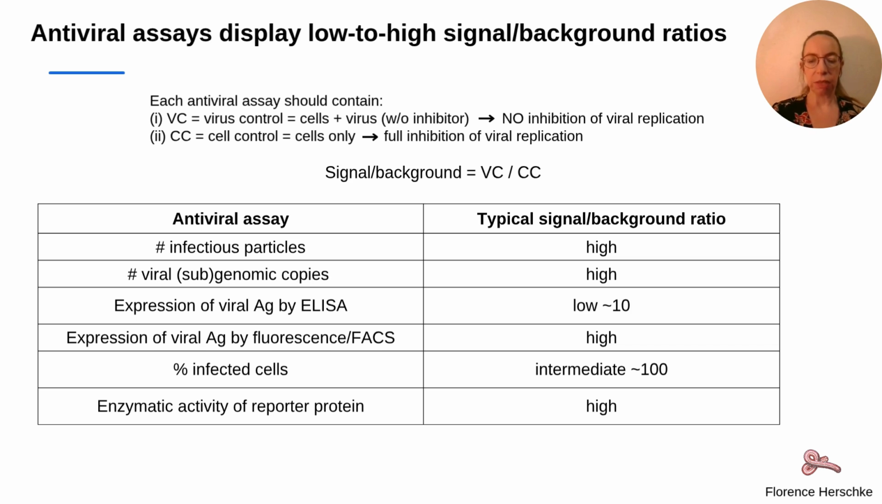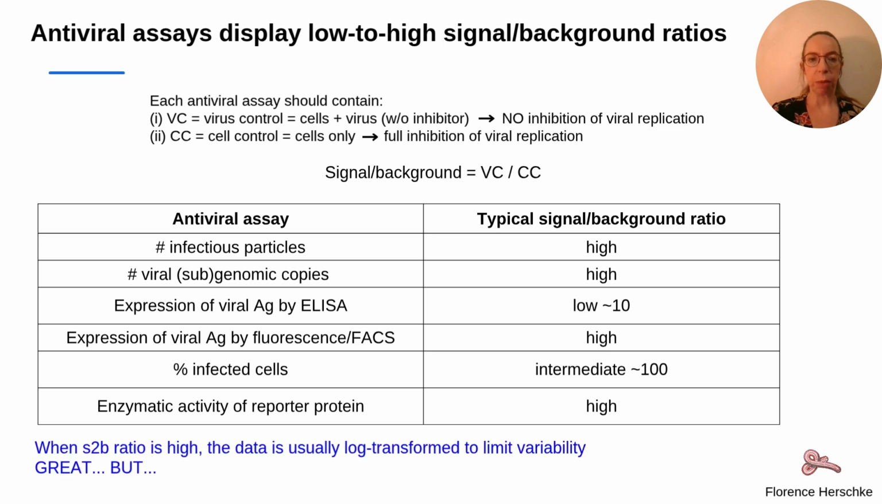So in all the antiviral assays where the signal to background ratio is high, the data is usually log transformed to limit variability, especially of the VC and the conditions where there is little inhibition of viral replication. This is great and important, but I would like you to understand that it also has other implications.